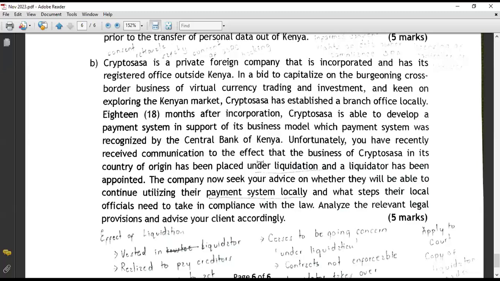From the research I did, though I can be corrected, the parent company may be undergoing liquidation, but... no, let me correct you. The foreign company has already been placed under liquidation, and the liquidator has been appointed. They are not undergoing it; the parent company has already been liquidated and a liquidator appointed. So now answer.